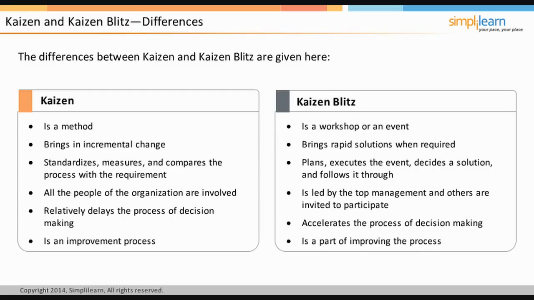Kaizen follows PDCA, in essence, plan, do, check, and act for the improvement process. Kaizen Blitz uses PDCA for execution, where the events are planned, conducted, decided, implemented, and followed up. The following screen will elaborate on the concepts of Kaizen and Kaizen Blitz through examples.